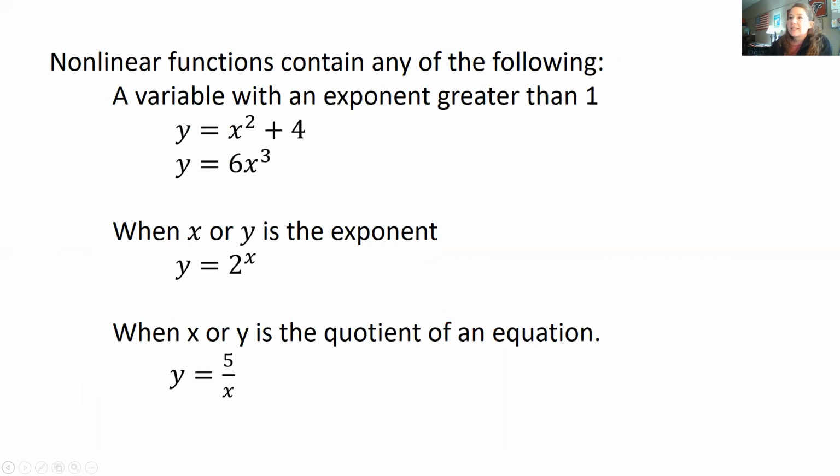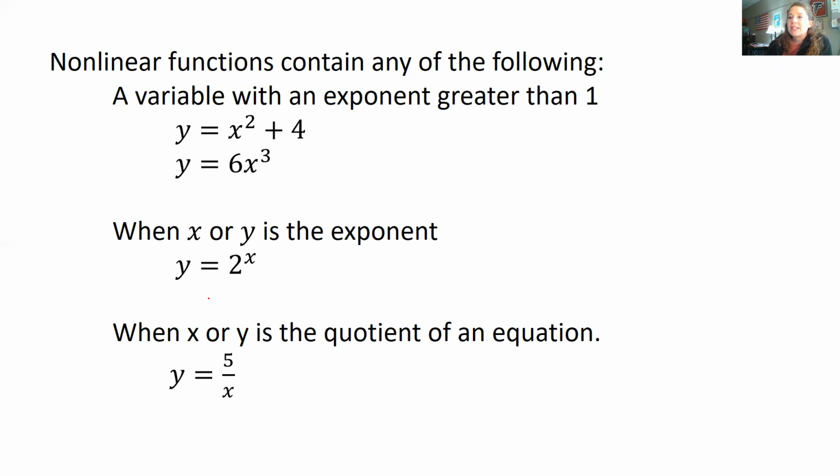All right. Now, all of these equations are examples of non-linear. So if either of the variables has an exponent greater than 1, so here we see x is raised to the second power, this would not be linear. If we made a t-chart and graphed it, it would not form a straight line. Here I have 6 times x to the third power. Since x has an exponent greater than 1, it is non-linear.